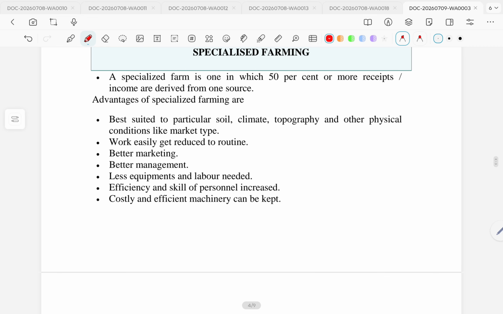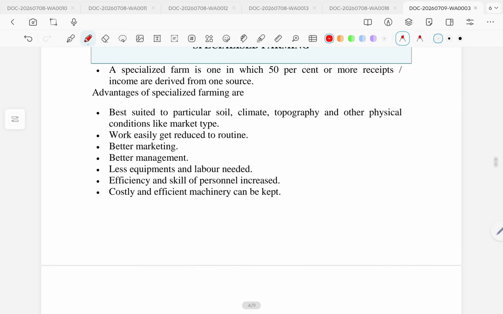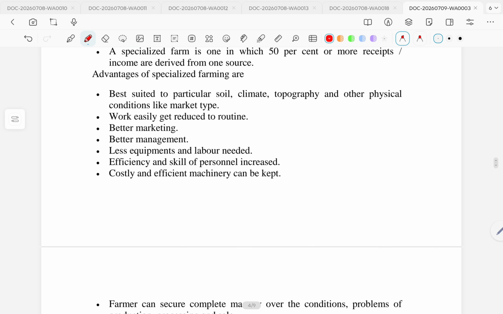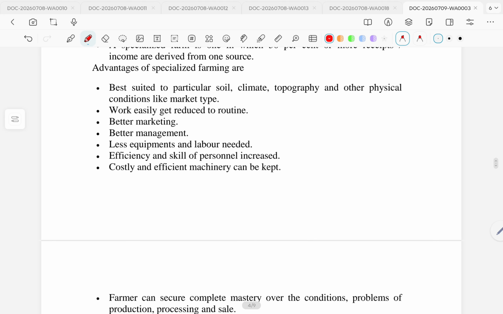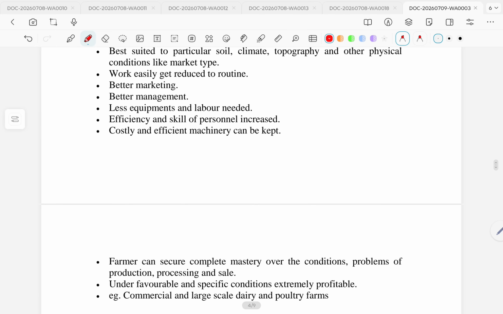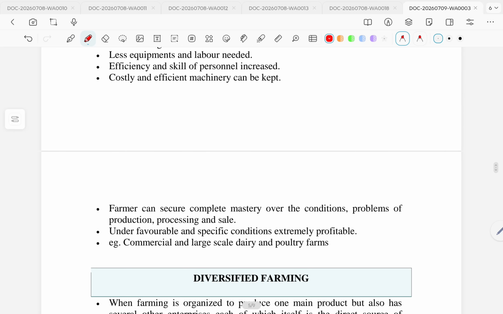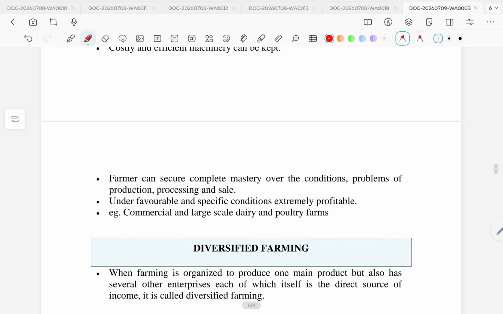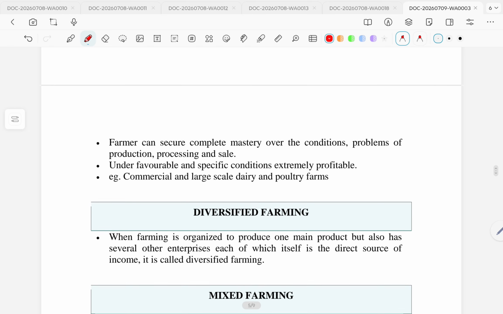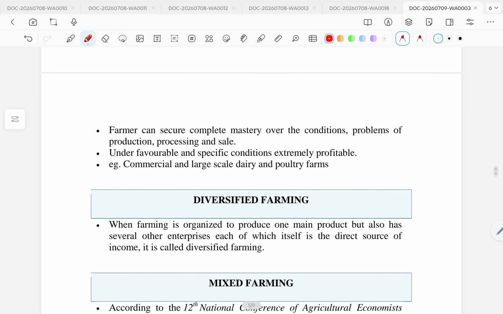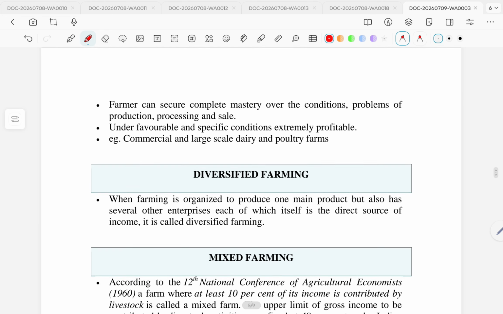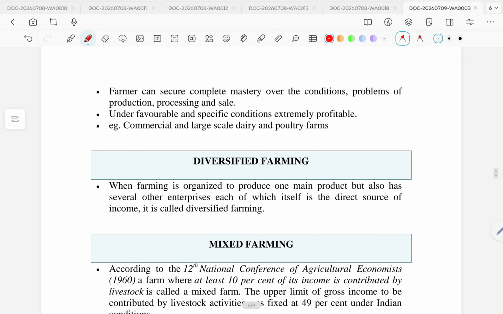Work easily gets reduced to routine, better marketing, better management, less equipment and labor needed, efficiency and skill of personnel increase, costly and efficient machinery can be kept. Farmer can secure complete mastery over the problems of production, processing and sale. Under favorable and specific conditions, extremely profitable. Example: commercial and large scale dairy and poultry farms.